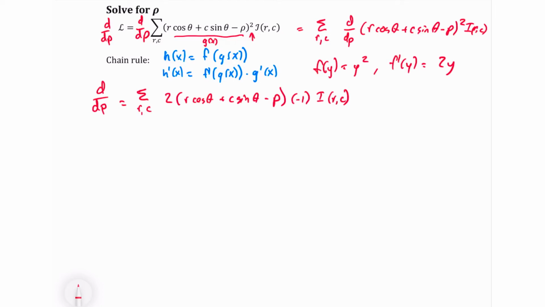So the next thing I have, the summation is linear over here, so I can break up this summation into a number of terms. I've got my summation over RC of -2 times R cosine theta, and then I've got my summation of 2C sine theta over RC, and then I've got my summation of 2 rho over all RC. These are all multiplied by my indicator function.